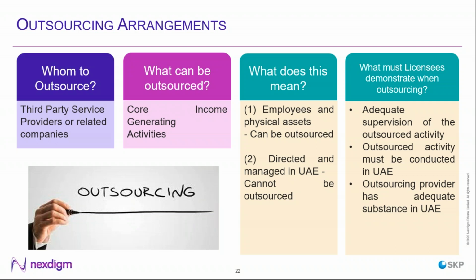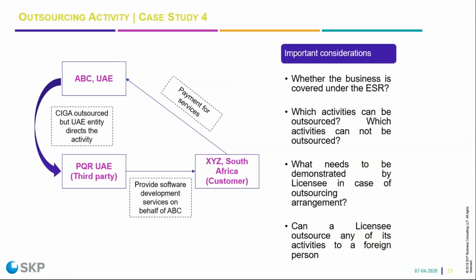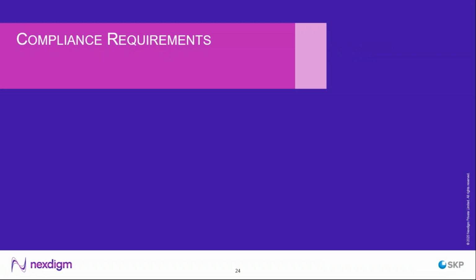So one case study on outsourcing activity, a typical example: let's say a company in UAE, ABC UAE, has another third party called PQR UAE, and PQR UAE does all the software development related activities, the key function for which ABC UAE is generating revenue. And that was qualifying as the core income generating activity for ABC UAE. The question arises: if the core income generating activity is outsourced to a third party, can ABC UAE still be said to be meeting the substance test? And the answer is yes. So the outsourcing arrangement has been recognized by the regulation and it can be used to justify the economic substance test. All right.